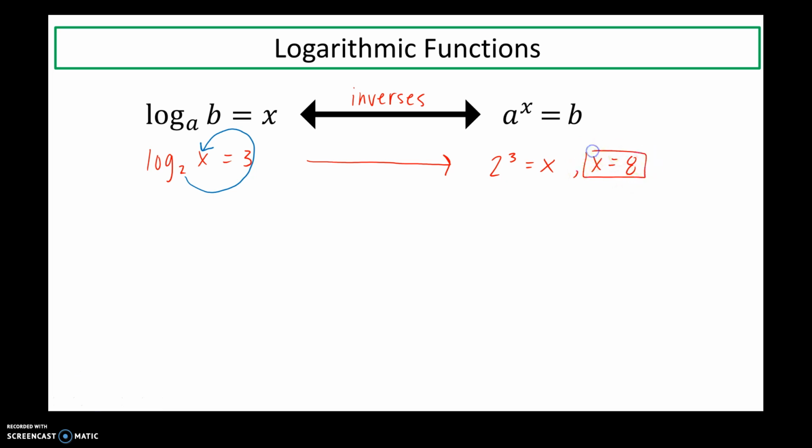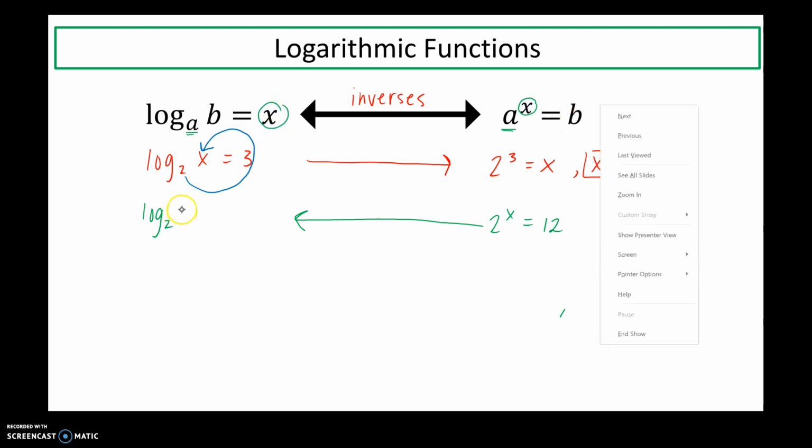Now going backwards, if I start with an exponential function, so if I have 2 raised to the x power is equal to 12. Now this problem I can't solve without the aid of a calculator. 12 cannot be rewritten as 2 raised to some power. So in order to solve that, I would take my exponential function and write it as a logarithmic function. So notice the rules. The bases are the same, so log base 2. My exponent is now my answer, and my answer becomes my expression. So log base 2 of 12 equals x.